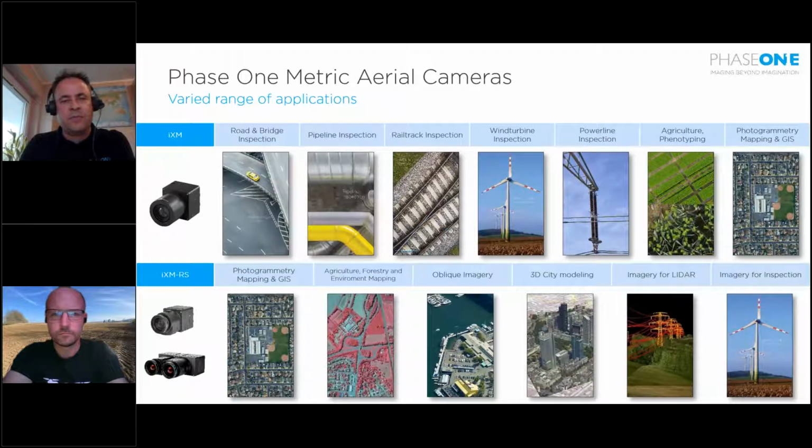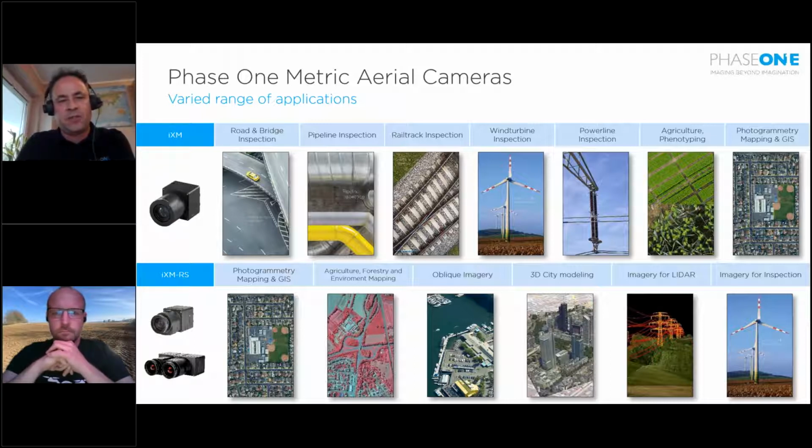The IXM series cameras are often used in drones and inspection applications, such as inspection of bridges and roads, pipelines, railways, wind turbines, power lines, in agriculture and phenotyping applications, where we get a deeper insight today, as well as in mapping applications that require the highest level of accuracy.